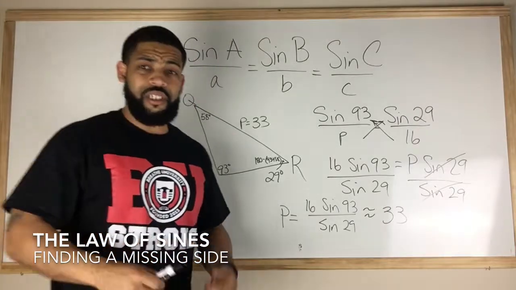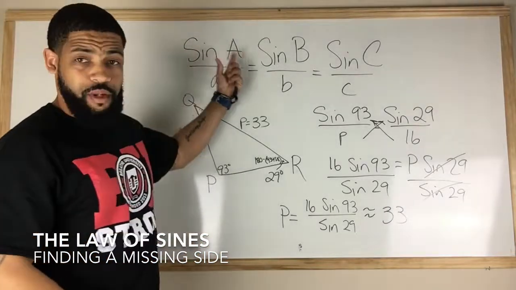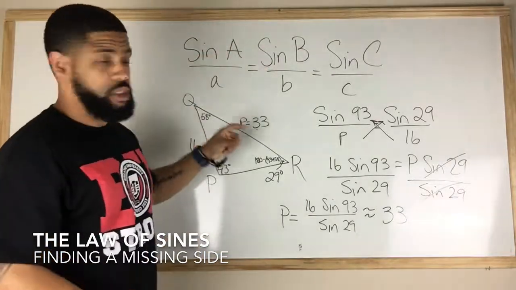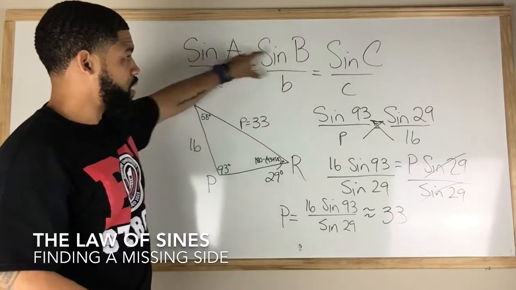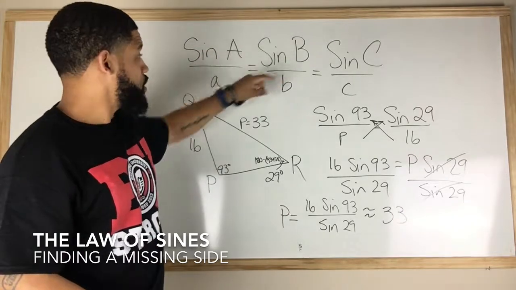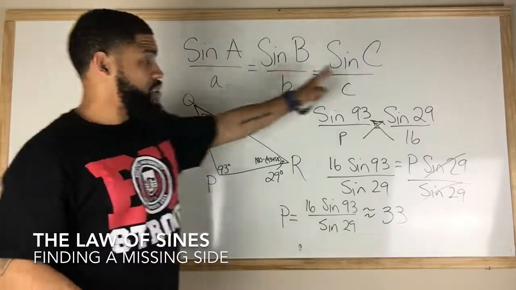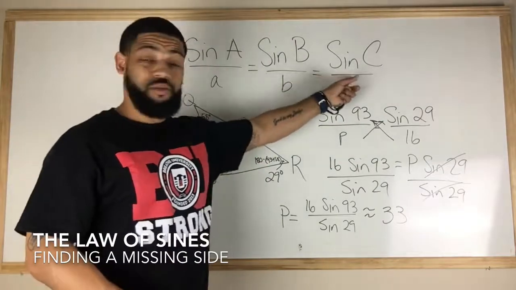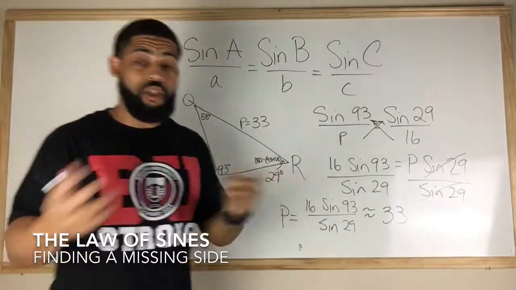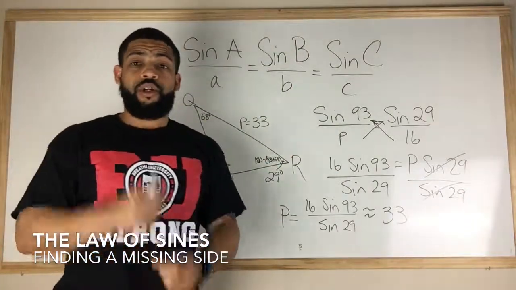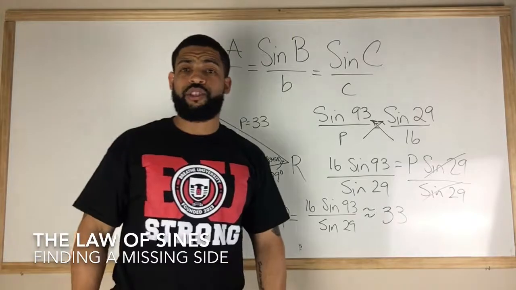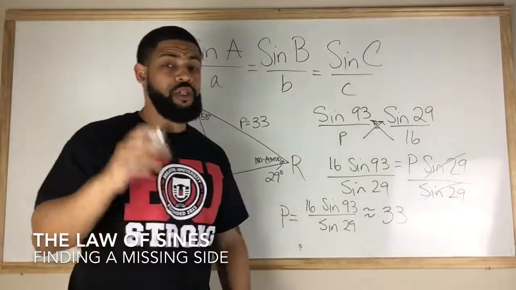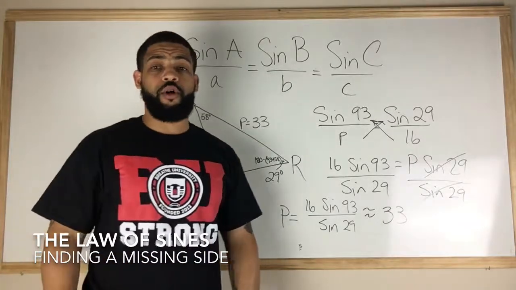So once again, that's the law of sines. Remember, it's just one big proportion. You can take any two and set them equal to each other. So I can say the sine of A over A is equal to the sine of B over B. Or I can say the sine of A over A is equal to the sine of C over C. Or I can say the sine of B over B is equal to the sine of C over C. So any two, you can put those together, cross multiply, solve that proportion, and you will find the missing value. Make sure you keep your calculator in degree mode.